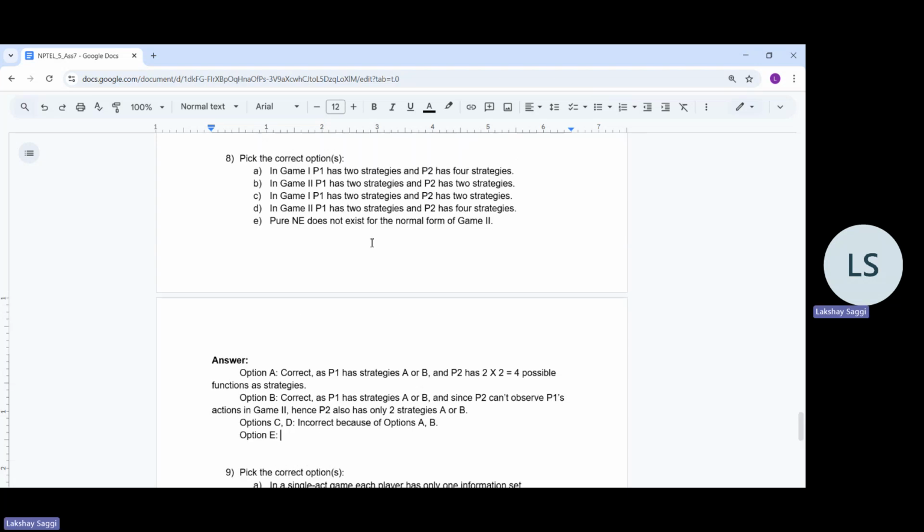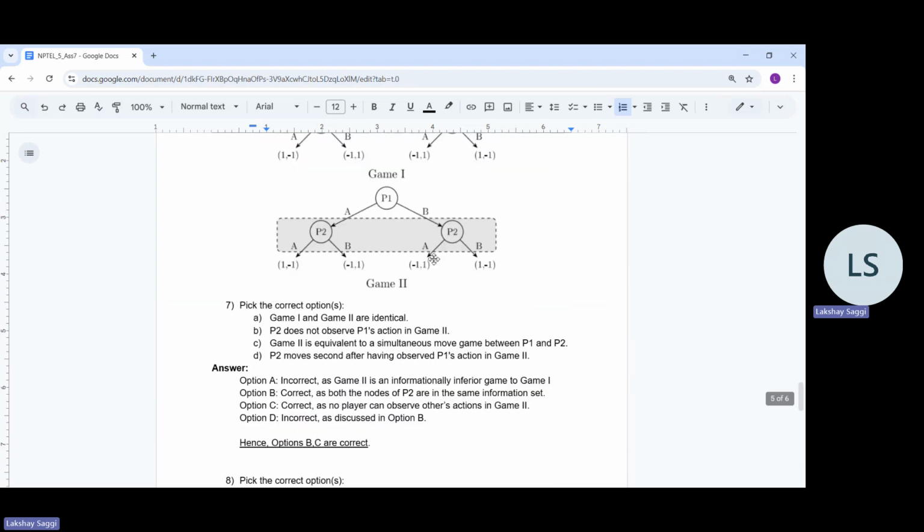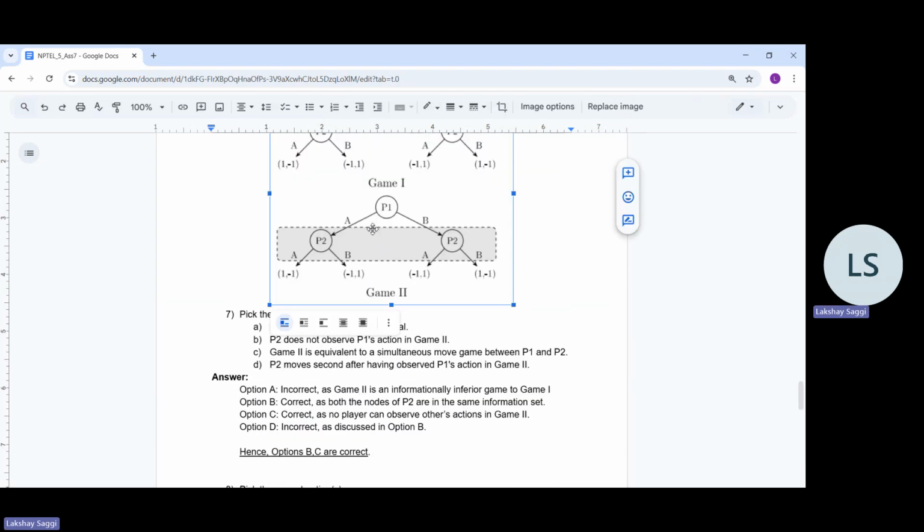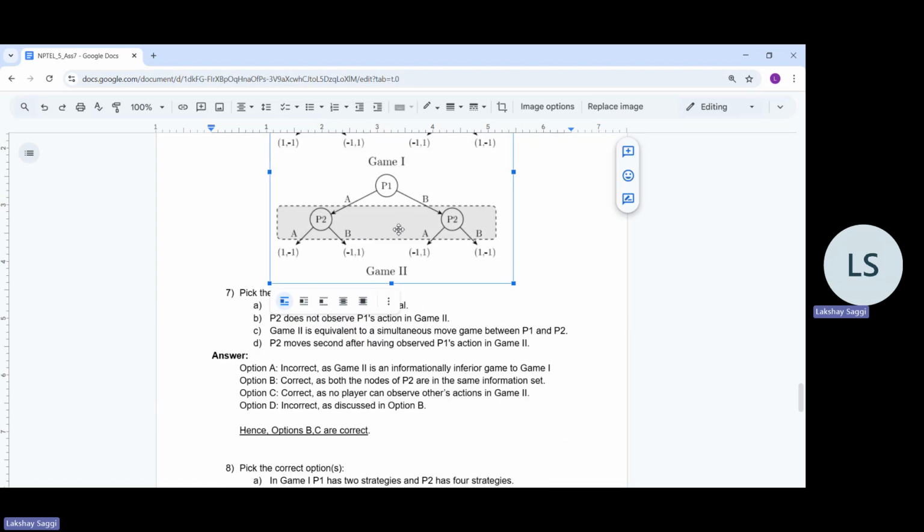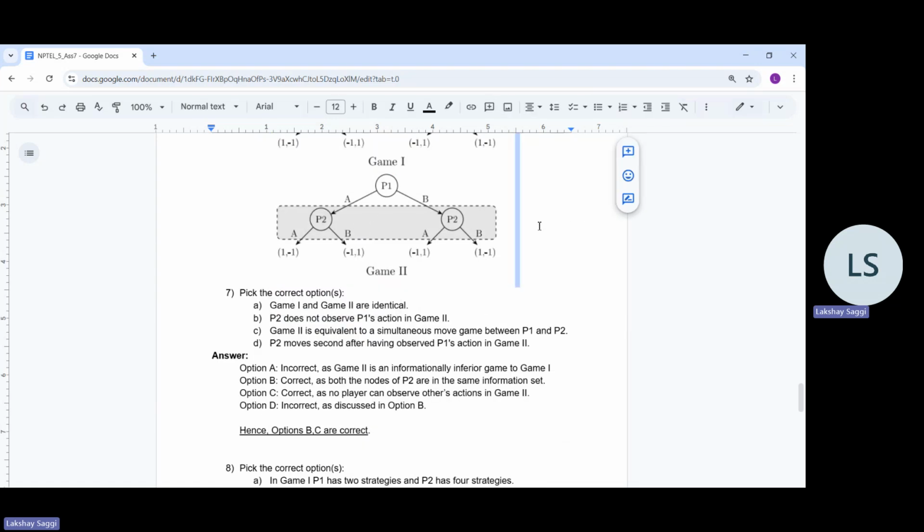So what does option E say? It says that pure Nash equilibrium does not exist for the normal form of game two. So suppose this is the game two, which we have, right? And now we want to ask whether a pure strategy Nash equilibrium exists in this game or not.